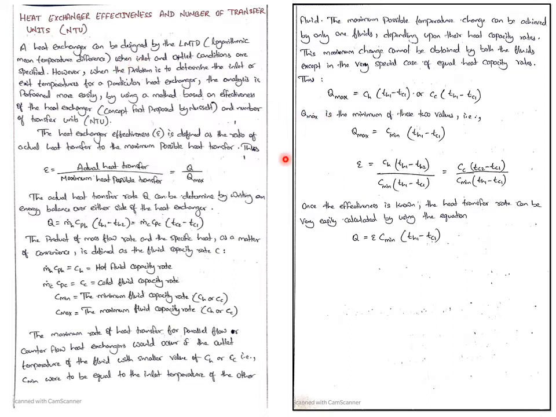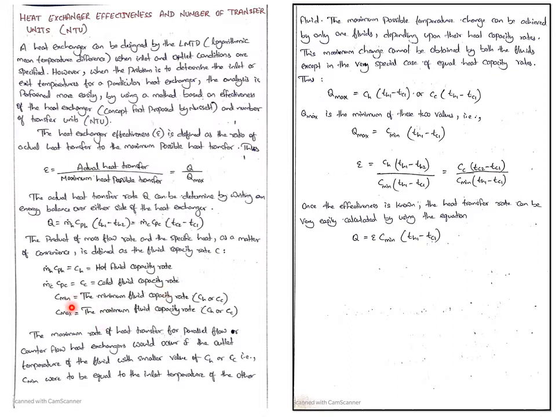So let's define effectiveness. Effectiveness is the actual heat transfer relative to the maximum heat that the heat exchanger can transfer. Mathematically, epsilon equals q divided by q max, that is, actual heat transfer divided by maximum possible heat transfer. We know q is the heat transfer with respect to the hot fluid and with respect to the cold fluid, where m_h c_ph defines the hot fluid capacity rate and m_c c_pc defines the cold fluid capacity rate.